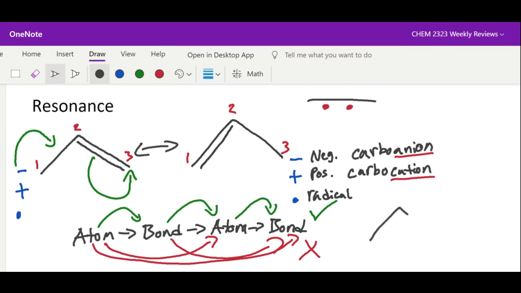This cannot resonate. If you have a charge directly on top of the double bond, whether that's a negative, a positive, or a radical, none of those can resonate with this double bond.